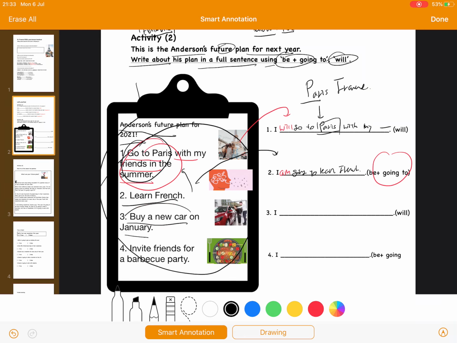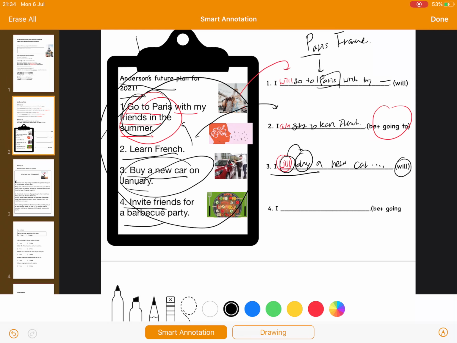Let's have a look at number 3 here. Buy a new car on January. So Anderson is planning to buy a new car on January, right? So we need to complete the sentence with will. How can we do it? Okay, first of all, I will buy a new car. I will buy a new car, future plan, right? So will, and then the base form. Very good.